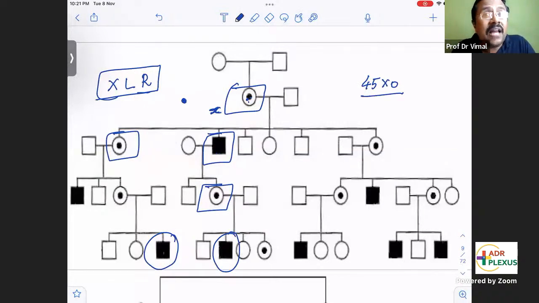And also in case of Lyon's hypothesis, lionization. What does Lyon's hypothesis say? There will be random inactivation of an X chromosome. See, this female has one recessive gene and one dominant gene. If there is inactivation of the normal X chromosome, then in that case also the female will be affected. And also in case of Turner syndrome. Very good.